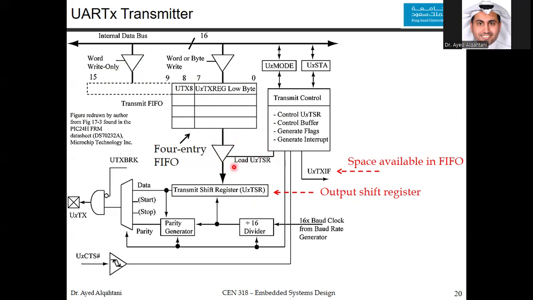Also here, for this buffer to control it, you have this signal. And you also have a flag. The flag is the transmitter interrupt flag. You might generate an interrupt for the processor inside the microcontroller if you want to use an interrupt-driven way of coding, or the interrupt-driven IO. Also, as you can see here, this is a 16 divider. This is for the 16x baud clock from the baud rate generator. And this is a parity generator as well.